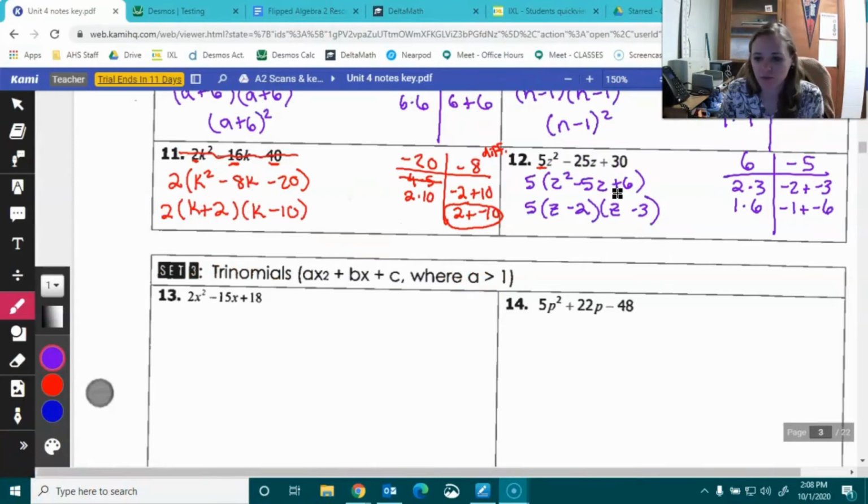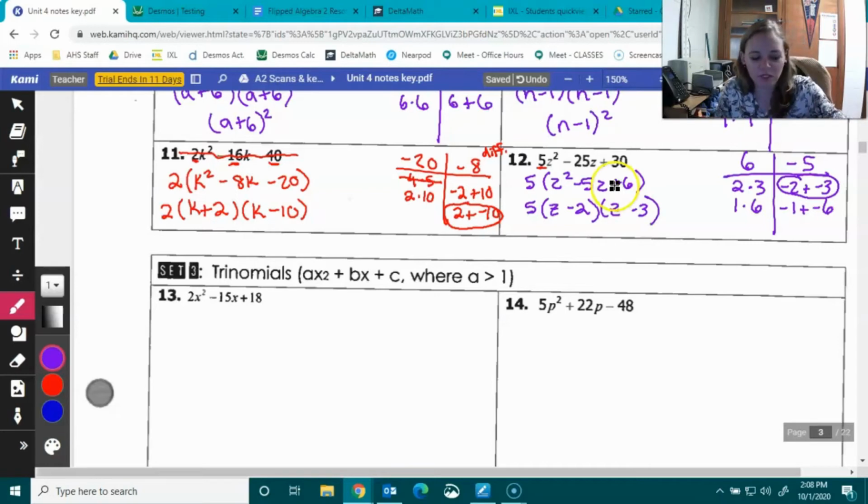Alright, so checking number 12. Take out a 5, you're left with z squared minus 5z plus 6. So 6 is your product, negative 5 is your sum. Being that this is a negative, we know that we're both going to have negative numbers, but to start out, I'm going to go ahead and put 2 and 3. Negative 2 plus negative 3 would result in the negative 5. This one would not. Negative 1 plus negative 6 results in a negative 7. So we pick the minus 2 and the minus 3 for our results, giving us z minus 2 and z minus 3. So this was our result factors for number 12.